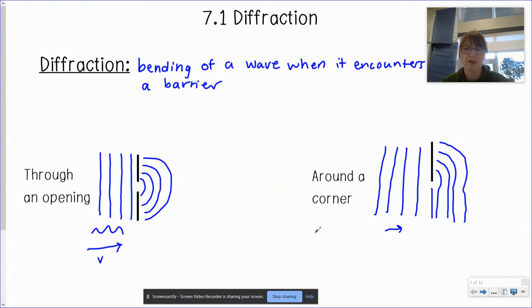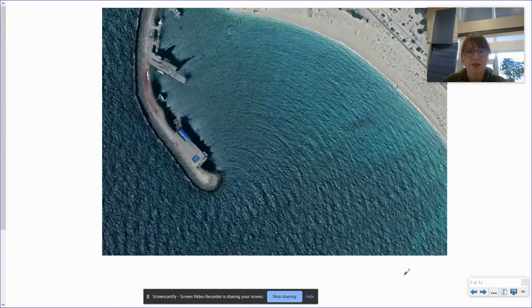Let me show you a couple pictures of this actually happening, so it's not my poor drawing. So here we have a little jetty. This is a top view picture. We've got waves coming in, moving kind of toward the top right corner. And then they hit this corner here, and you can see that the waves that hit that barrier bend in a circular pattern, where these other waves remain in more of a straight pattern.